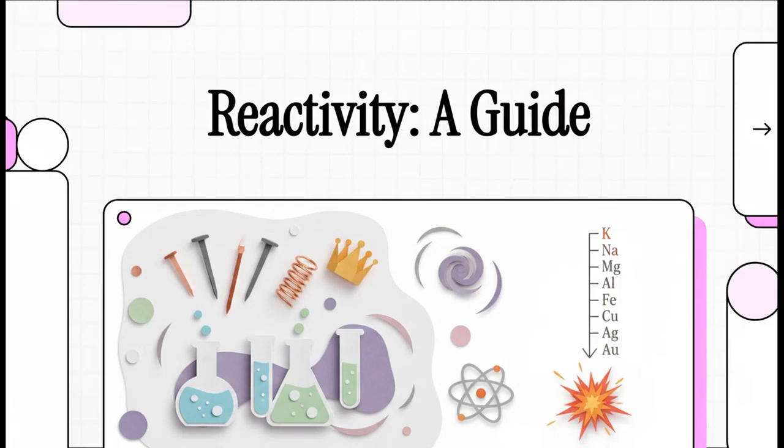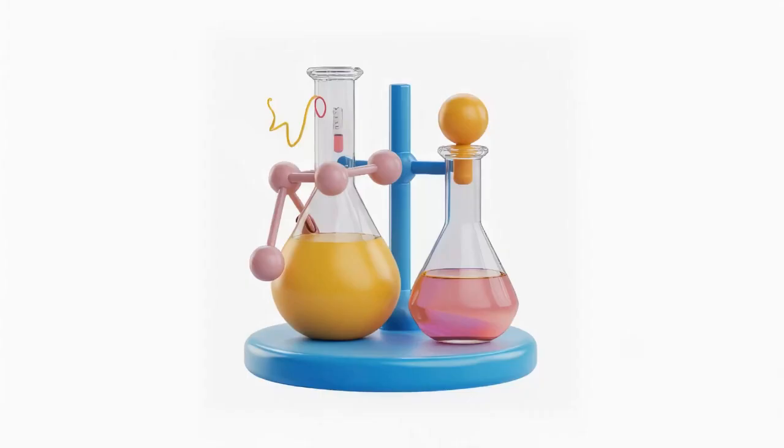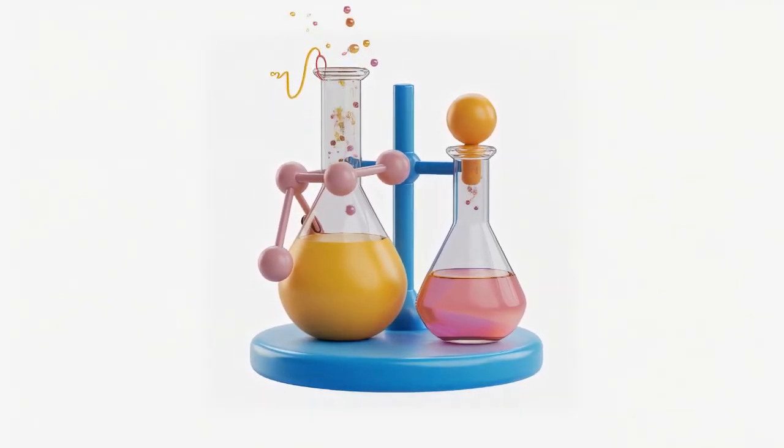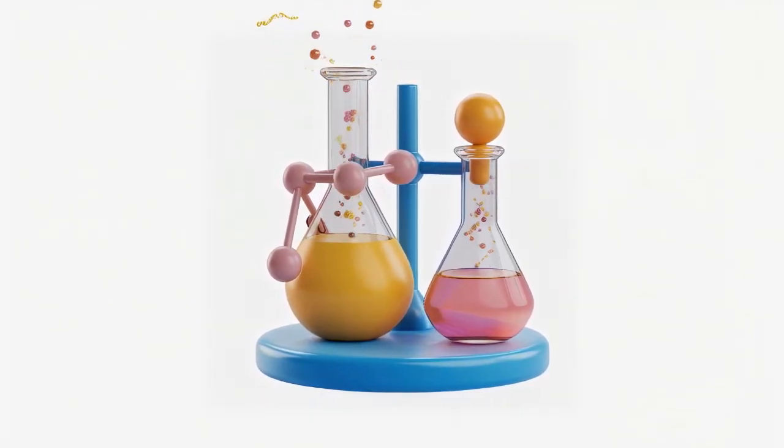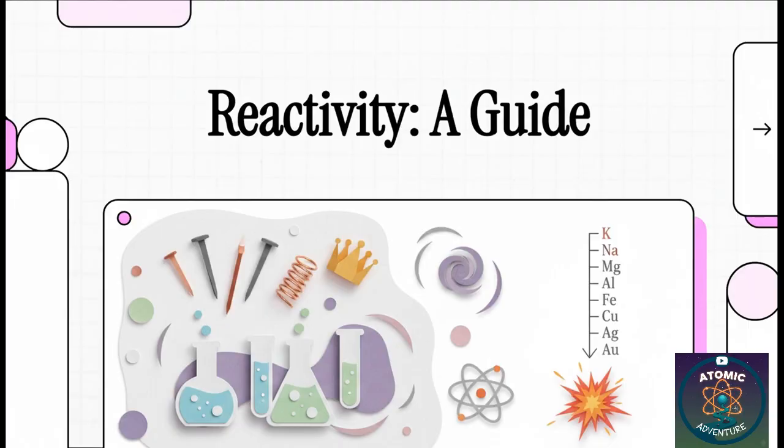Okay, let's talk about something you see every day. Ever wondered why a rusty old iron gate looks so different from a shiny gold ring that never seems to change? Well, the answer is all about something called metal reactivity. And trust me, understanding this is going to be your secret weapon for nailing those chemistry questions on your exams.